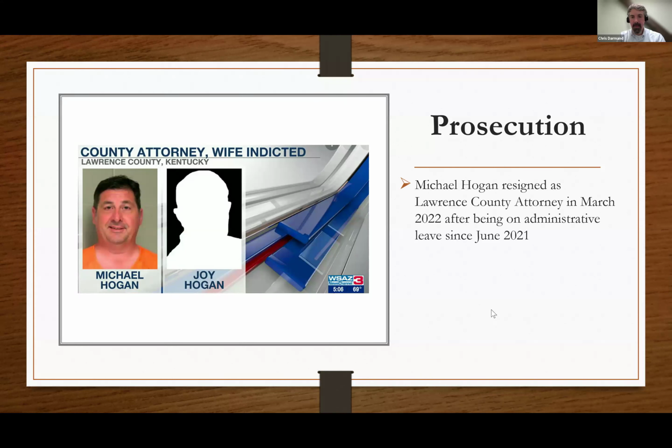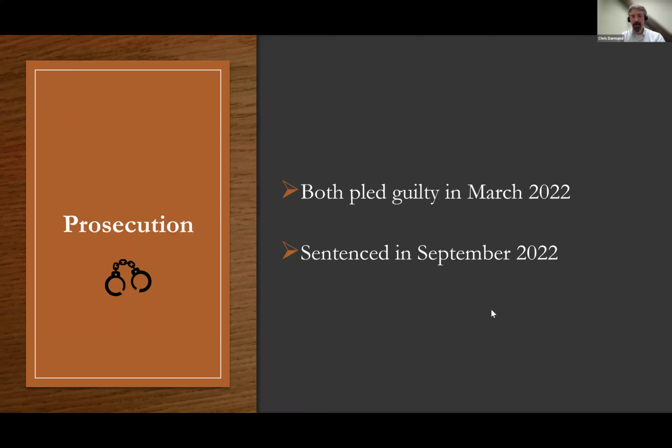Following the arrest, Mr. Hogan resigned from the Lawrence County Attorney's Office in March of 2022 after a lengthy time period on administrative leave. Both ended up entering a guilty plea in March of 2022, and sentencing occurred in September. Mr. Hogan received 42 months incarceration for his role, followed by 3 years supervised release, and a restitution order of nearly $600,000. So that's the combination of the child support enforcement and the delinquent tax bonus payments. Joy Hogan received 1 year and a day for her role in this, and her restitution was specific to the bonus payments of $366,000.